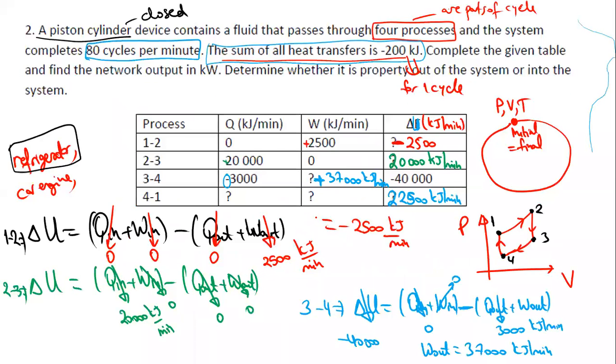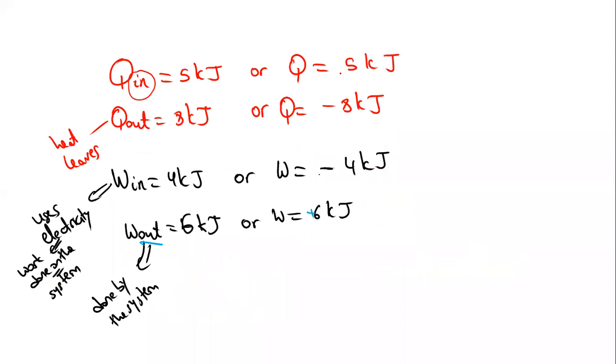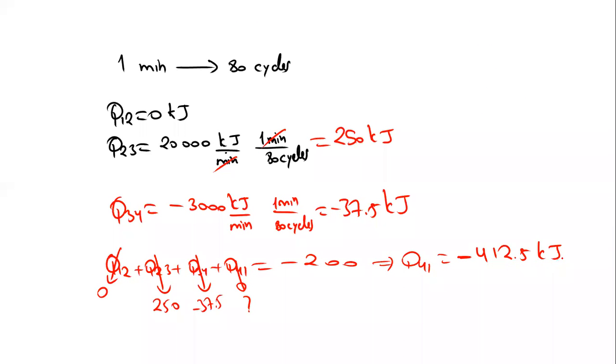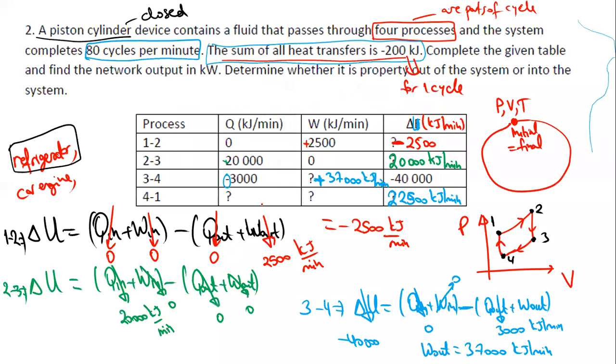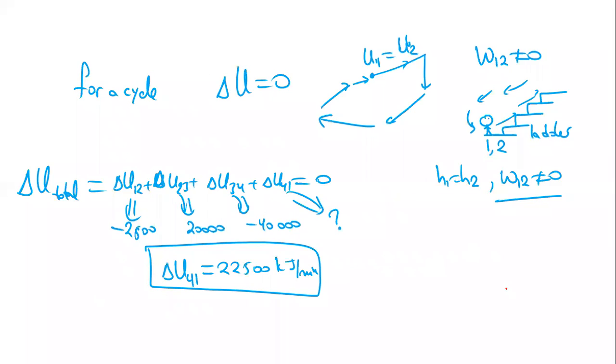Again, a negative sign means Q out. This one is for one cycle. You can convert it into minutes, which is also possible. So I have found Q41, but it is for one cycle.